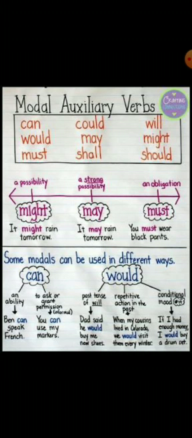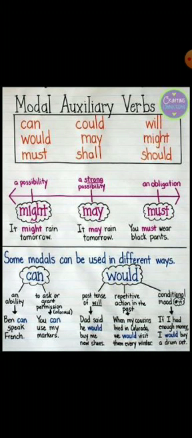These are some examples which are used along with the modal need. Here we use need not as a negative sentence. And do you need? Here we use as an interrogative sentence.